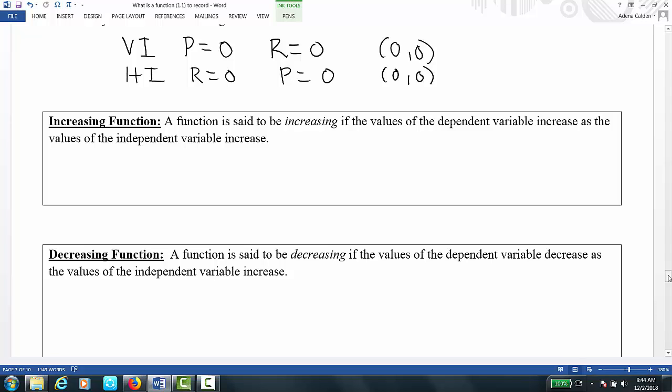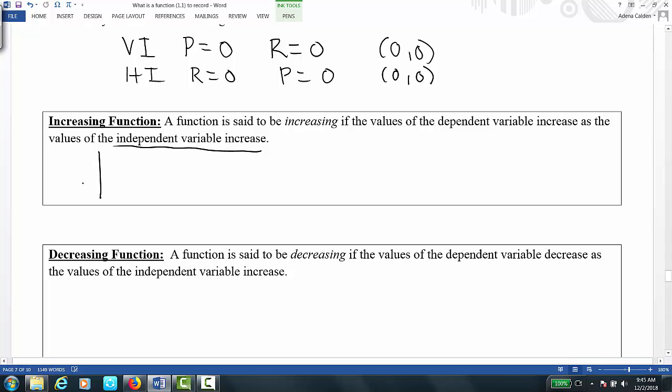So in calculus and in mathematics, a function is said to be increasing if the values of the dependent variable increase as the values of the independent variable increase. So what does that mean? One of the key things here is that we're talking about what happens as the independent variable increases. So for the sake of discussion, let's consider the independent variable to be x. So we're talking about what happens as the x values go up. As the x values go up, the y values go up. That's what it means to be increasing.